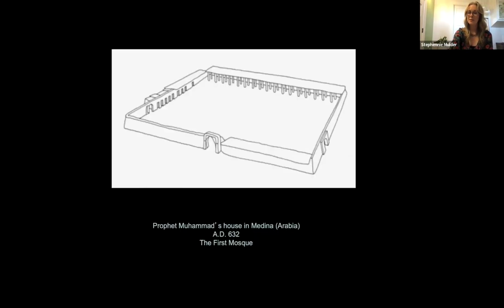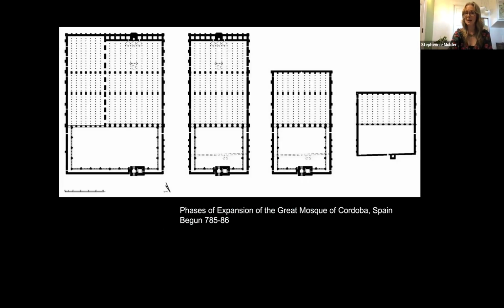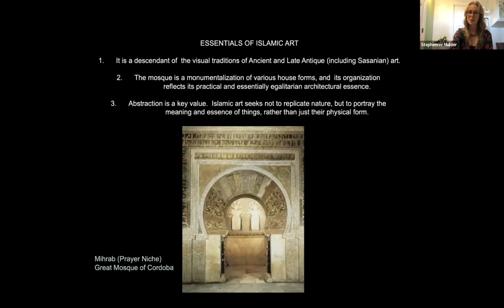So the mosque, in other words, is a monumentalization of various house forms. And for that reason, it's a very pragmatic type of architecture. If you have a simple courtyard with a covered area behind it, it's very easy to see how you can expand that endlessly as the population of Muslims in any given city grows. The most obvious example of this is the Mosque of Cordoba, which over its long evolution over many centuries simply had another row of columns and another row of columns and another row of columns added on to account for the expansion of space. So this kind of pragmatic quality of the mosque is a very important feature of Islamic art.